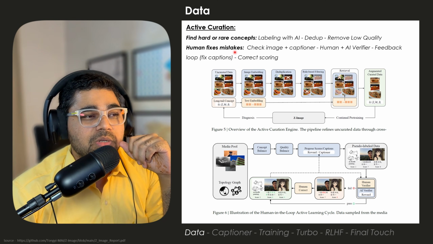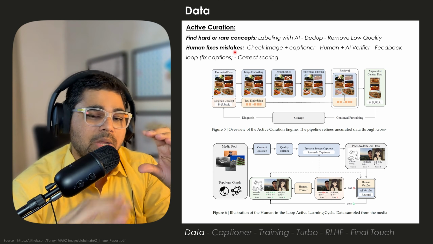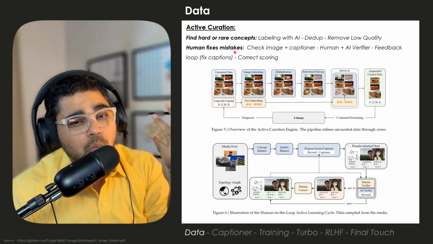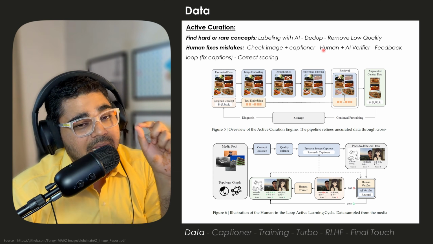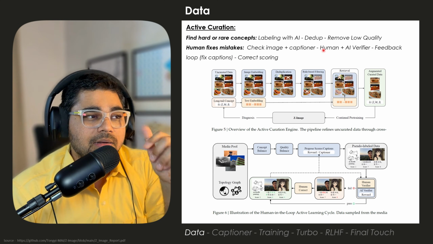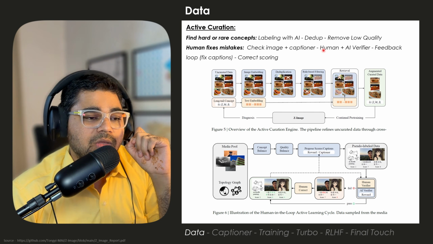And the next step is going to be human fixes for some mistakes, because there will be some mistakes, right? Because the image has to add a caption and they have a scoring system. Now to check if the scoring is correct, humans and AI are going to verify this together and then correct it if the scoring is wrong. So this is the last step of the data curation process.